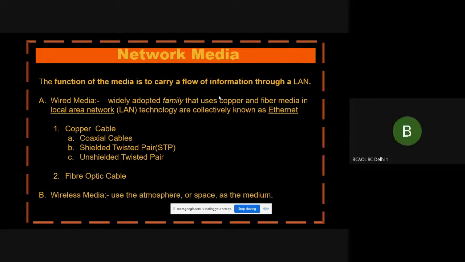And when you talk about wireless media, they use the atmosphere or space as the medium. Yes, like a tower or a receiver. So your atmosphere or space will be used as a wireless medium. So that is wireless media. So you have two kinds of media: wired media or guided, and wireless or unguided, right?